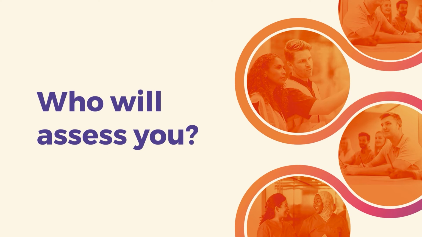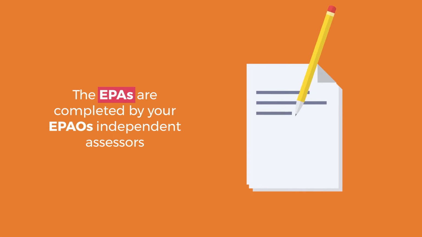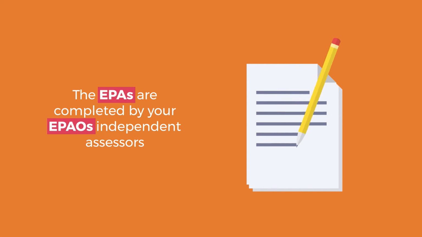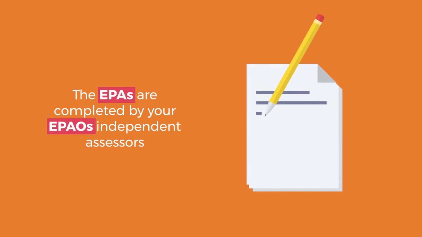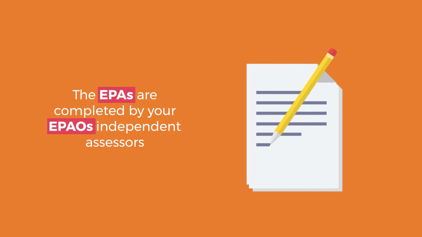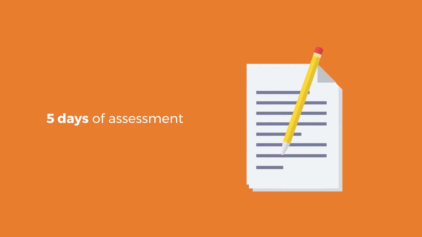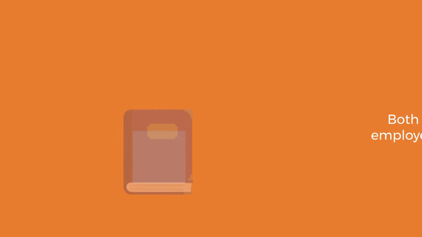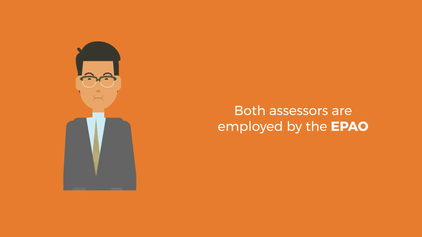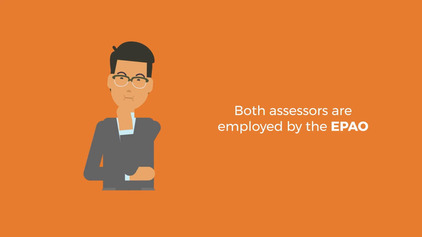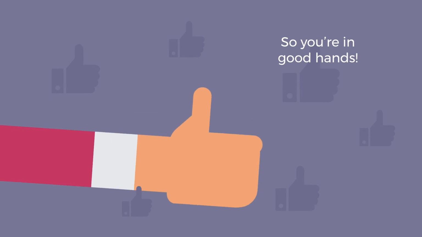Who will assess you? The EPAs are completed by your EPAO's independent assessor. The independent assessor, with the support of a lead independent assessor, will then confirm the assessment outcome within 5 days of assessment. Both assessors are employed by the EPAO and all have a wealth of knowledge and experience in both the sector and in educational assessment, so you're in good hands.